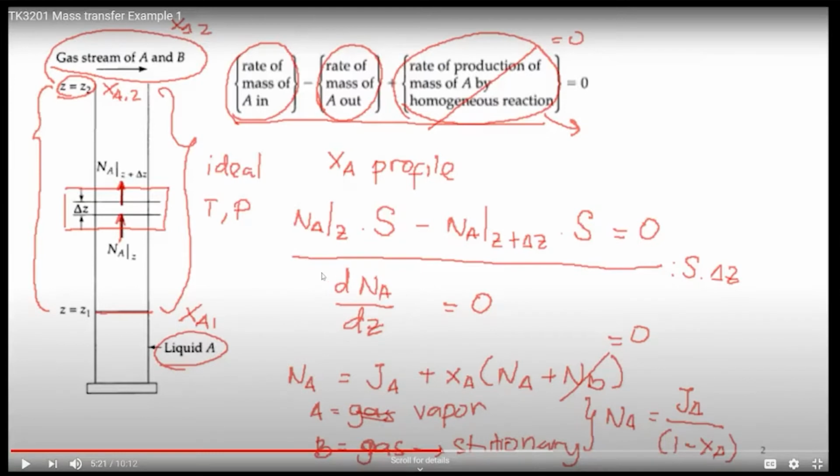Oh, and in this equation I forgot to put a minus here. I should have put a minus here, because it's from Z to Z plus delta Z, so it's at Z minus at Z plus delta Z. Okay, next, continue.